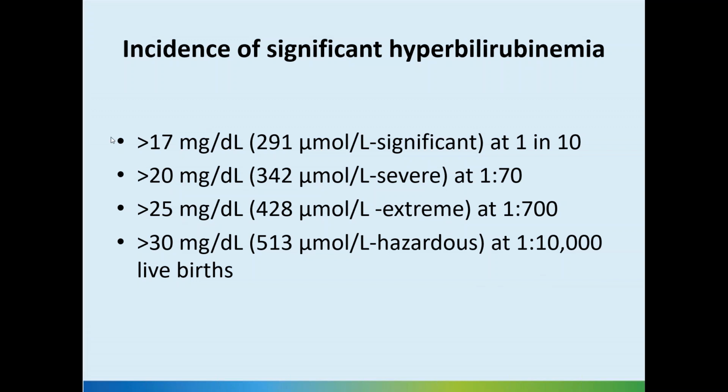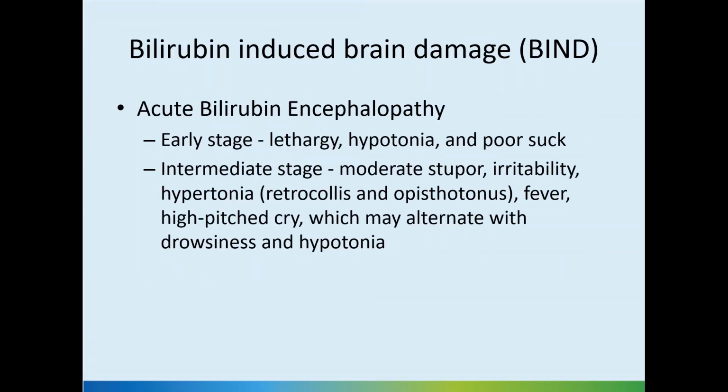However, we don't see this because we usually treat around this level, 17 to 20 milligrams, if you start noting the increase. As I said earlier, what we are aiming to prevent is bilirubin-induced brain damage. It can present in the acute stage with acute bilirubin encephalopathy. In the early stages, the baby has lethargy, hypotonia, and poor suck. In the intermediate stage, the baby starts getting stuporous, may be irritable and hypertonic as well. And it is typically at this stage that we get the retrocollis and opisthotonic posturing with typical bilirubin-induced brain injury.